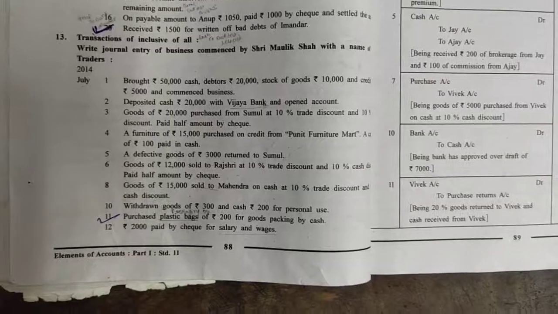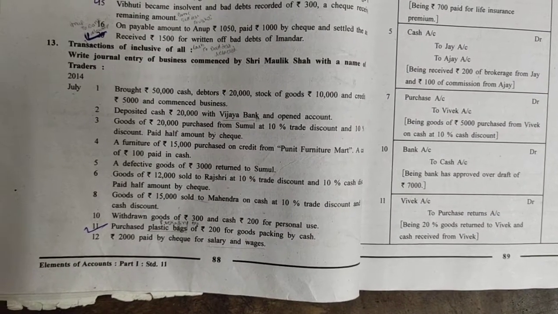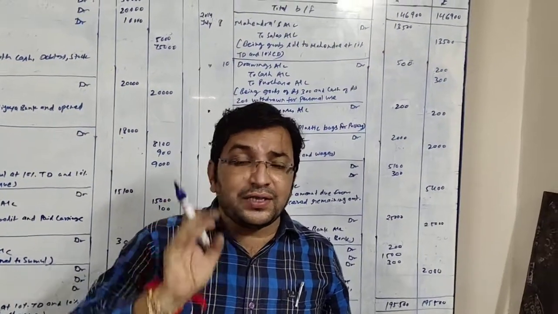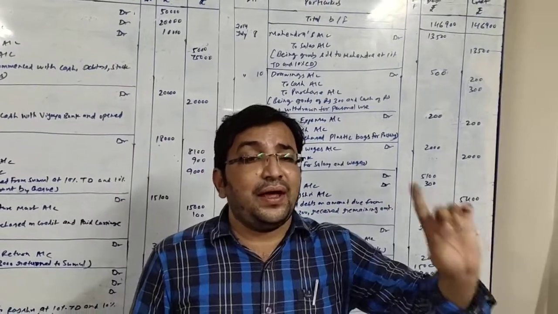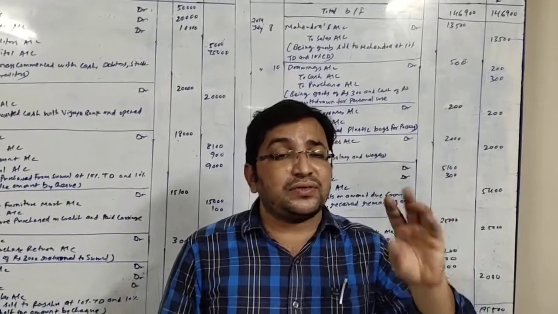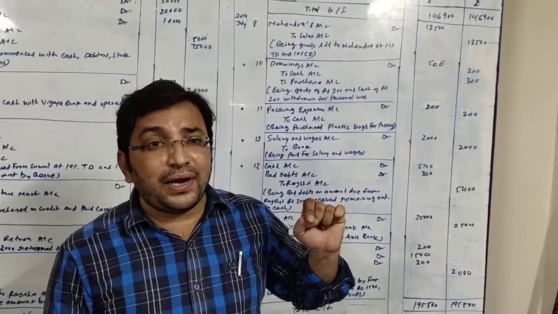Next, withdrawn goods of rupees 300 and cash of rupees 200 for personal use. Personal use means the owner is the receiver. Owner is the receiver with rupees 500: 300 goods, 200 cash. Total 500 he is receiving. So drawings account will be debited.